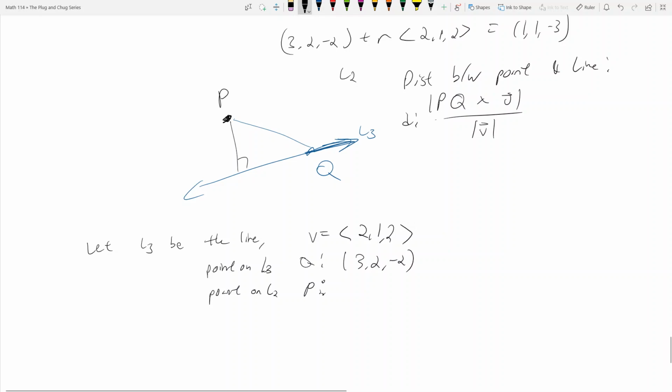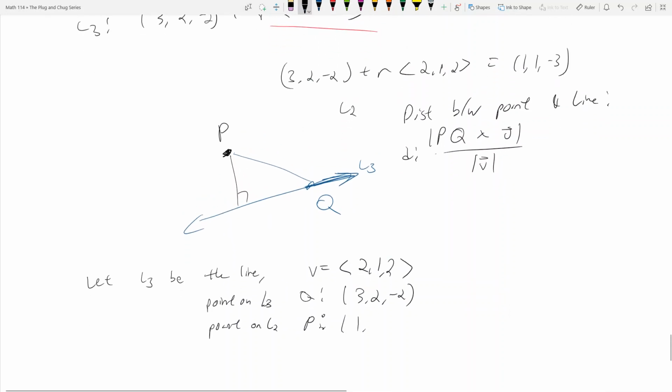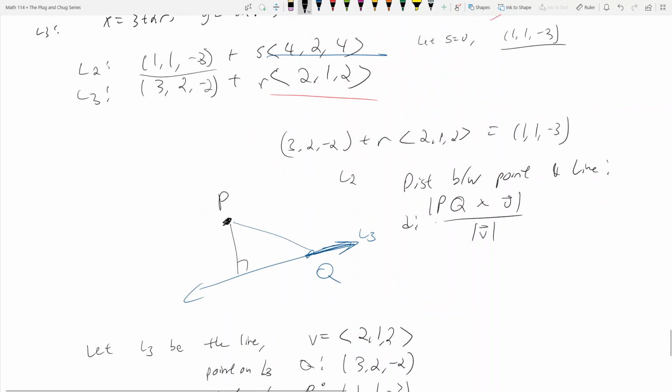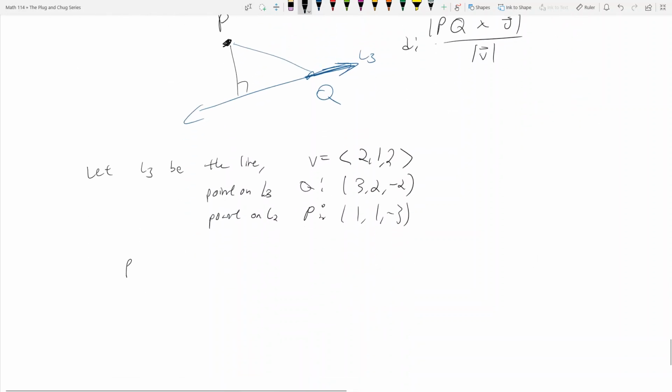And since they're parallel, it doesn't matter which point we pick, because if I pick the point here, this distance is going to be the same as this distance back over there, all right? So we're going to pick P then as a point on L2, and we're going to pick (1, 1, -3). Why not? It's already given to us from the line equation, right? Okay, so now what is PQ?